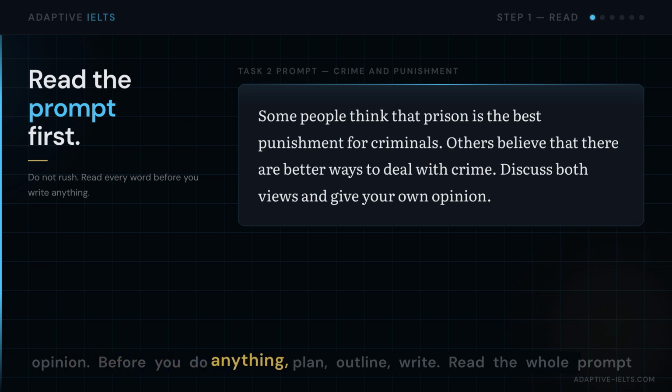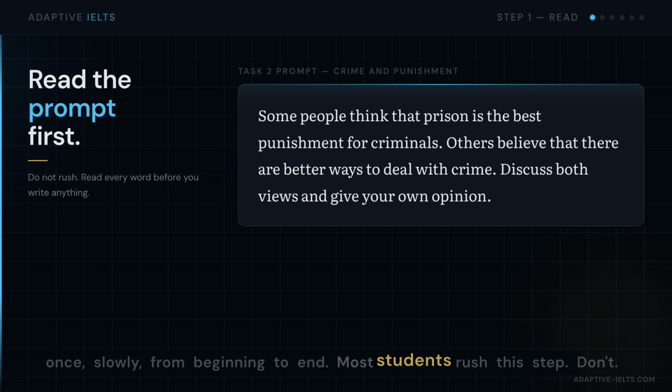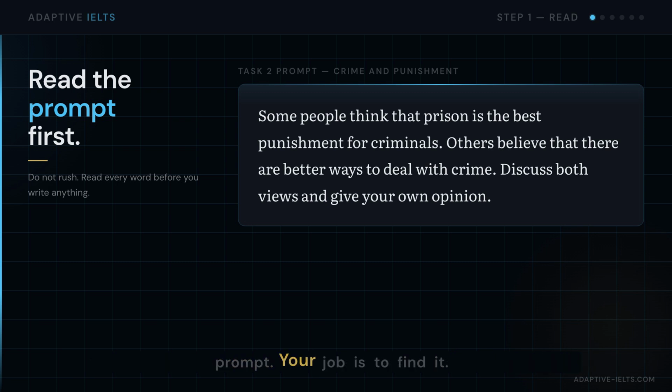Before you do anything, plan, outline, write. Read the whole prompt once, slowly, from beginning to end. Most students rush this step. Don't. Everything you need to write a great essay is already inside this prompt. Your job is to find it.